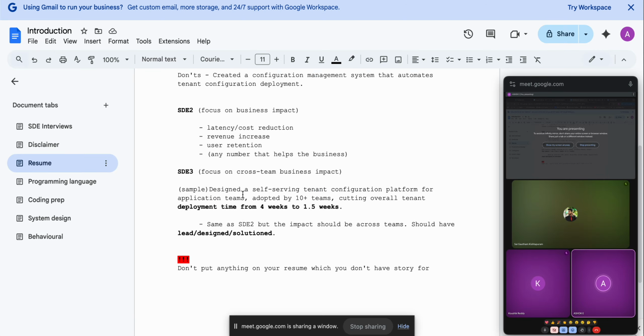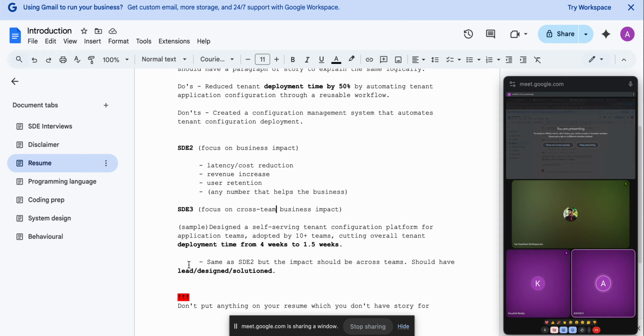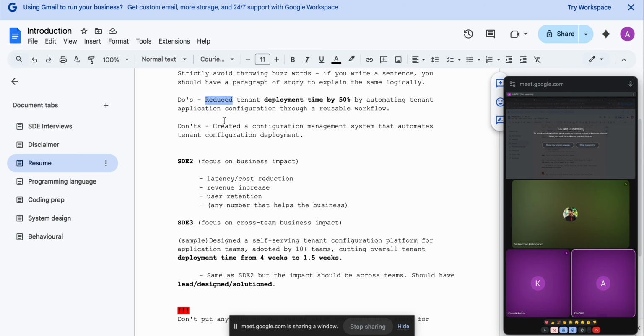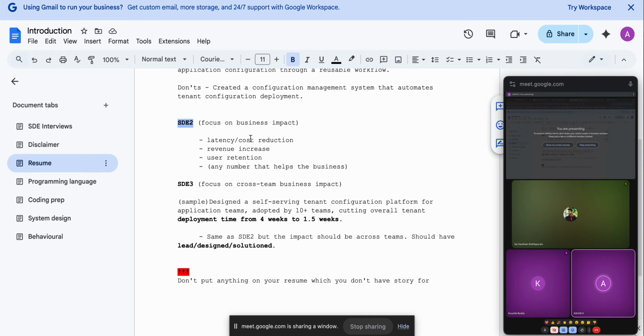And one more point for SDE3: each of your verbs should be like led, designed, solutioned, in similar terms, and not implemented and more SDE2 specific words. You understand the difference, right? Reducing some manual effort is okay, but designing, leading, and solutioning the system is a bit different. So you should understand how SDE3 will talk, and how SDE2 will talk, and then modify your resume bullet points accordingly.